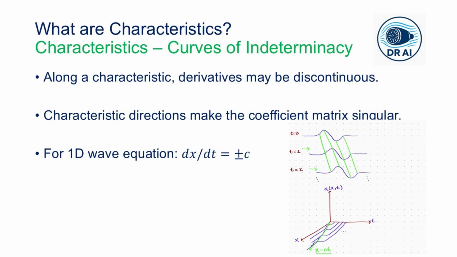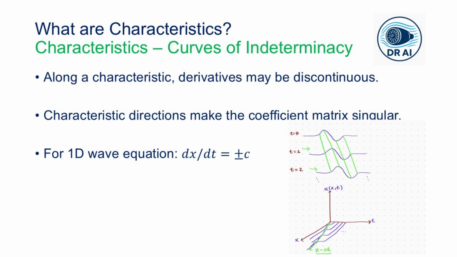So, what are characteristics? In the xy plane, through any point, they are special curves. Along such a curve, the derivatives of the solution may become indeterminate, and discontinuities in derivatives can occur when crossing it. Algebraically, the characteristic directions are those for which the coefficient matrix becomes singular.